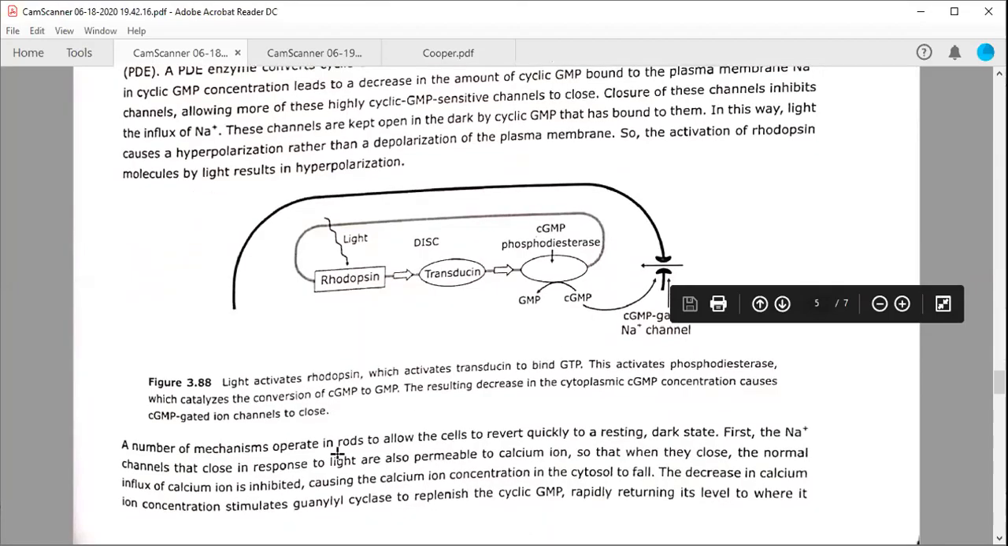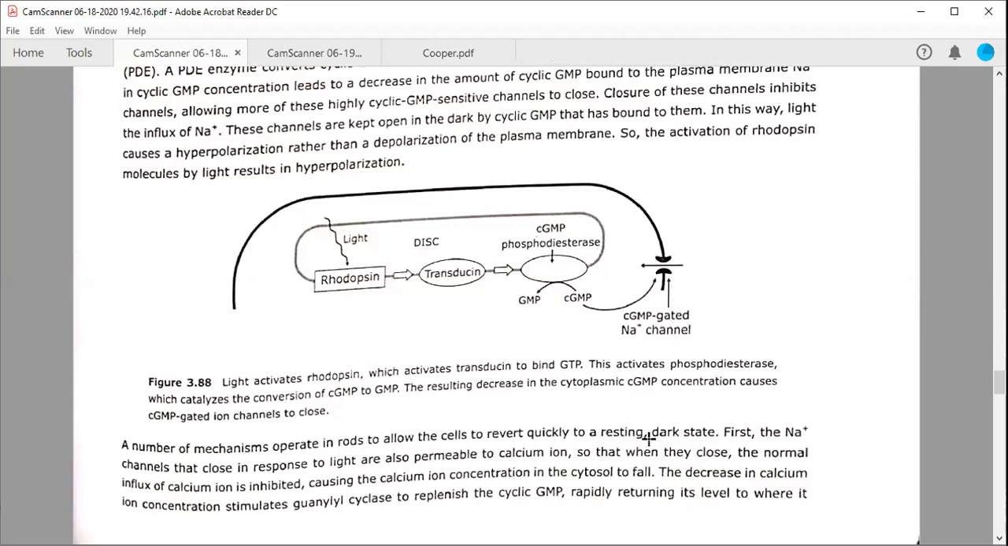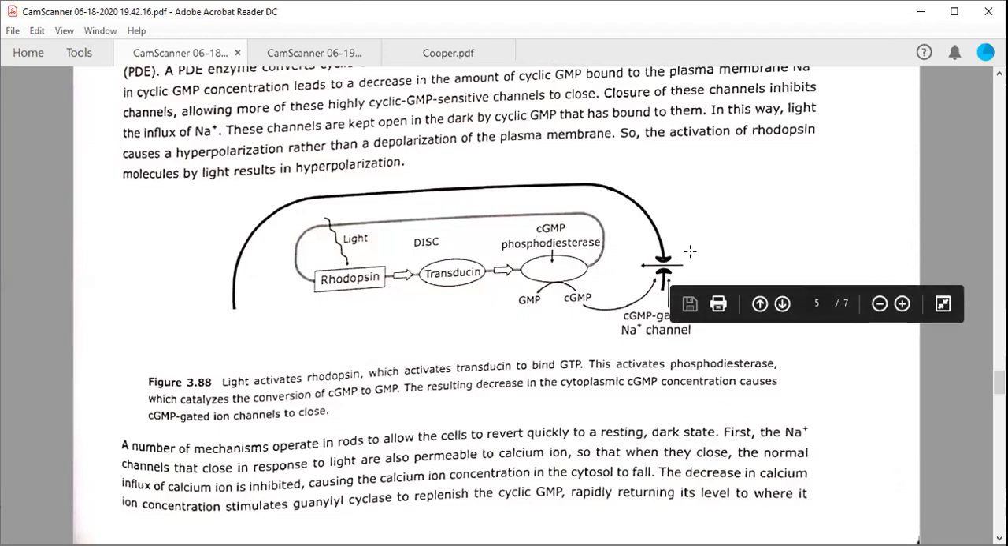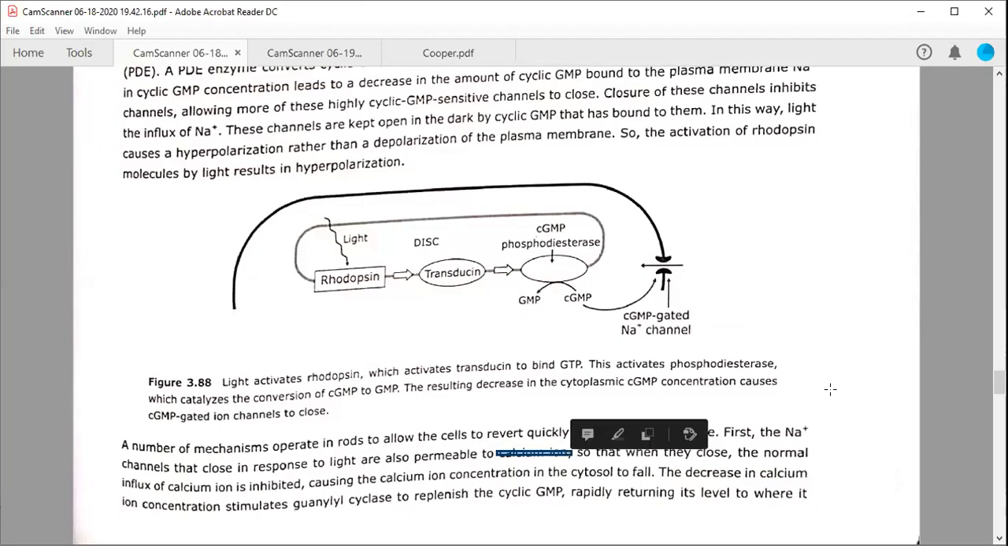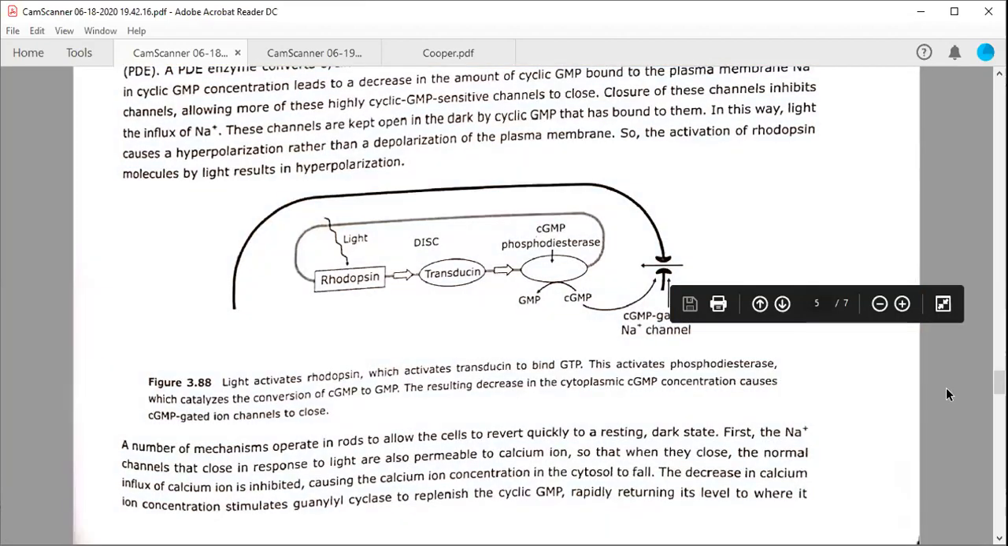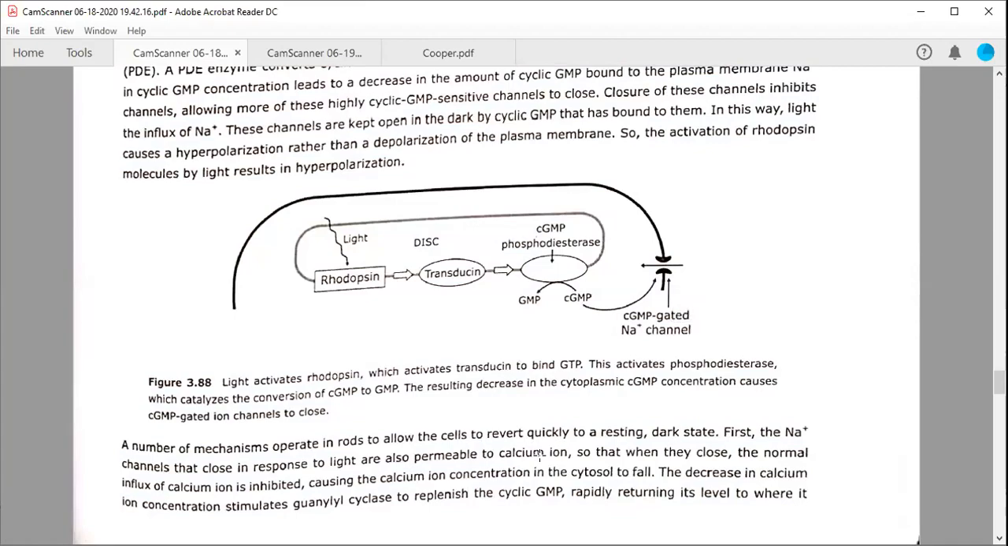A number of mechanisms operate in the rod cell to allow the cells to revert quickly to the dark state. The first thing is that the sodium ion channels that close in response to light are also permeable to calcium ions. Now see how they are regulated. Normally, if cyclic GMP is degraded, these ion channels will close, but these sodium ion channels are also permeable to calcium ions. In your rod cells, calcium ions can also enter through these sodium ion channels. Calcium has two positive charges, in contrast to sodium ions.